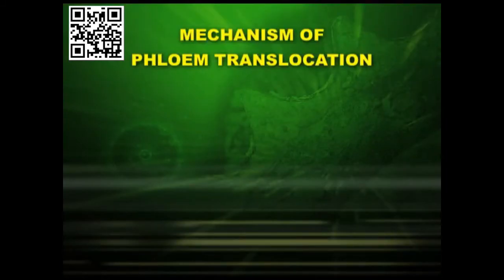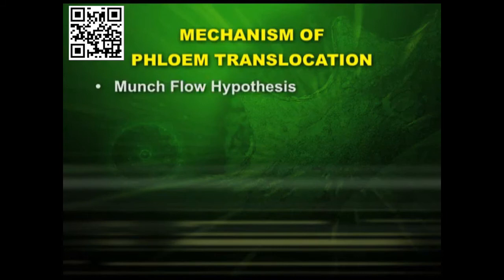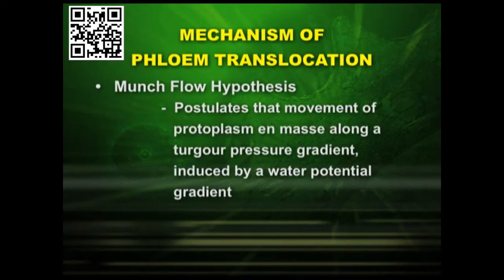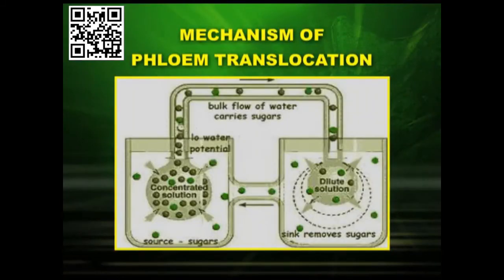It is explained very well by a hypothesis called the Munch flow hypothesis, which postulates the movement of protoplasm en masse along a turgor pressure gradient induced by a water potential gradient. This particular hypothesis can be explained by a model as follows. This model is called the mass flow model. If you look into the picture, the model consists of two reservoirs A and B, one containing the concentrated solution, the other containing the dilute solution, which contain sugars.